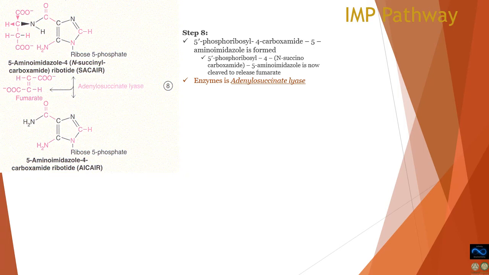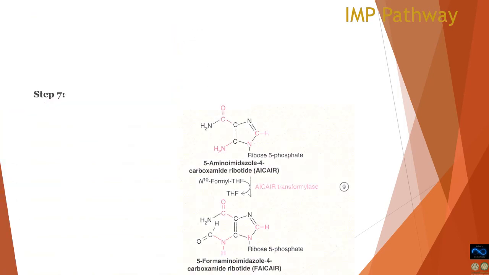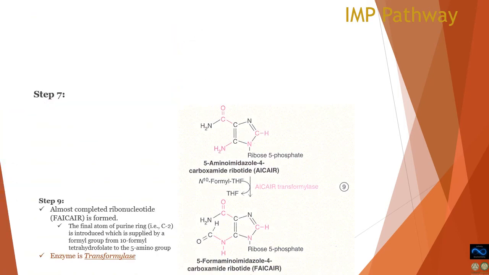And here the next step will follow, which is step 9. The enzyme here is transformylase, again utilizing the N10 formyl THF. Here the formyl group is added again, as you can see in the picture, and the final atom of the purine ring is introduced in this step.